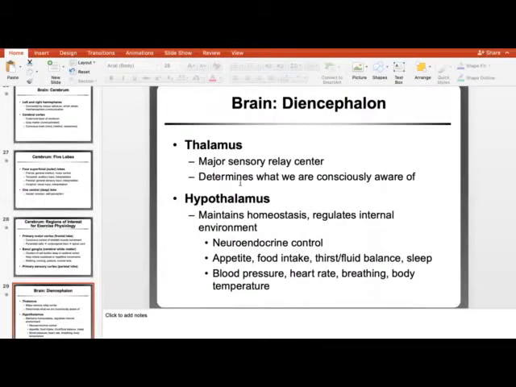Let's move on here. The diencephalon is where the thalamus and the hypothalamus are. The hypothalamus is almost like the heat dial, like the thermostat in a nest. The thermostat is going to regulate the body temperature and regulate all sorts of other things that need to be at homeostasis, like appetite, fluid, and the amount of sleep that you have.